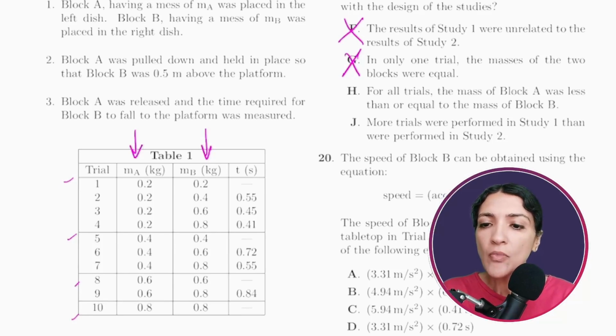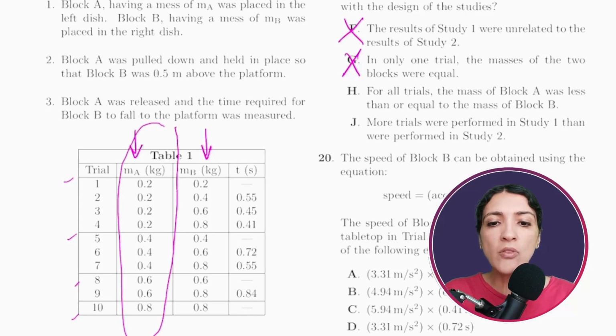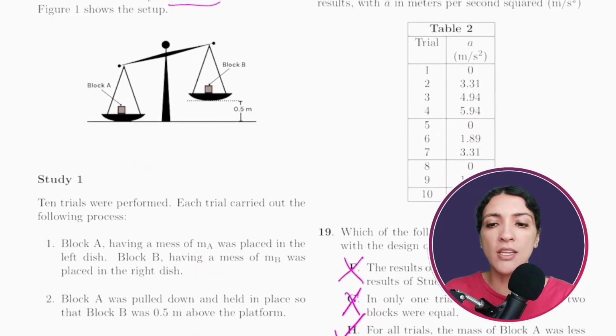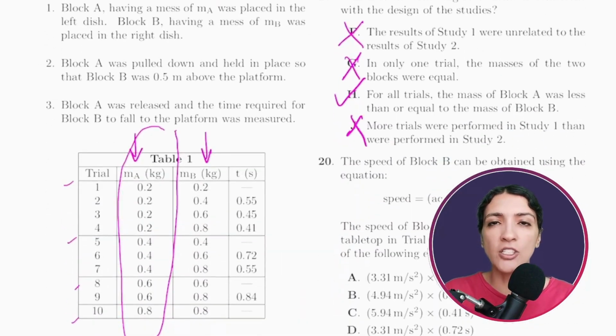Now choice H. It's saying that the mass of block A was less than or equal to that of B. Again, we only have to worry about table 1 because that's the only one with masses. And you see that, yes, indeed, the column of mass A is either equal to the values in mass B, the column right next to it, or less than. So choice H is correct. And we can just do a quick sanity check here. Choice J is saying more trials were performed in study 1 than study 2, but study 1 per table 1 has only 10 trials, and study 2 per table 2 has only 10 trials. So choice J is incorrect, and our answer is choice H.